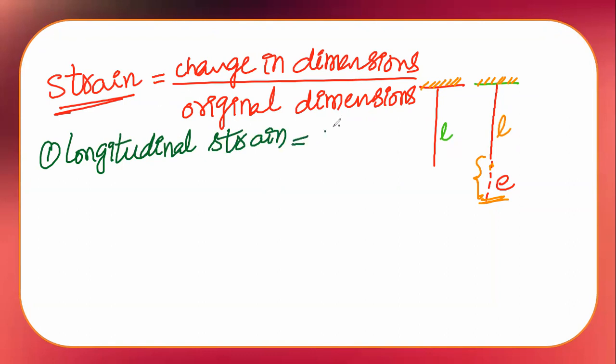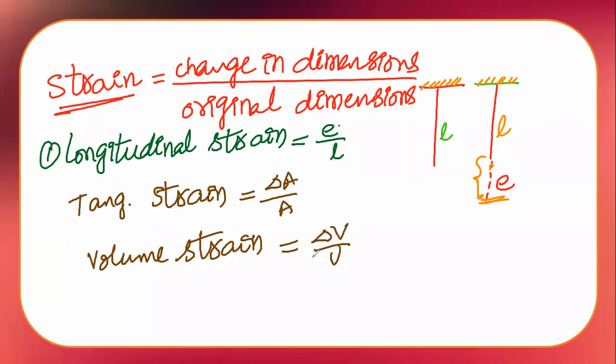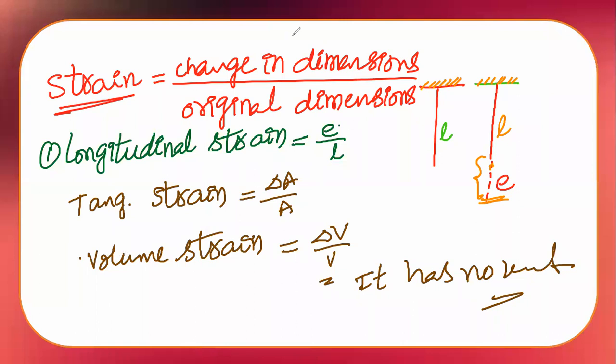Longitudinal strain is equal to change in length by original length. Next, tangential strain is equal to change in area divided by initial area. Volume strain is equal to change in volume divided by initial volume. These are the types of strain. Strain has no unit.